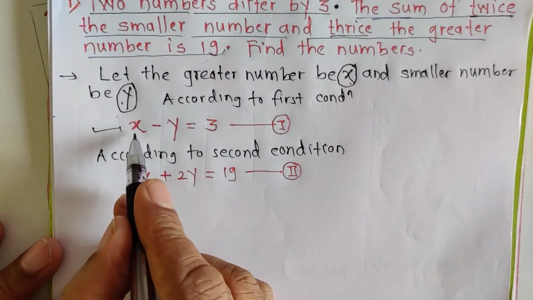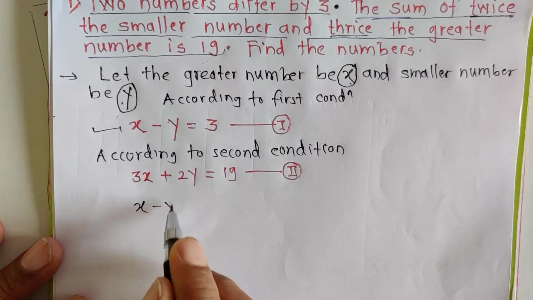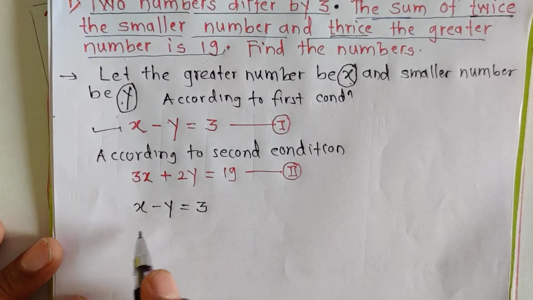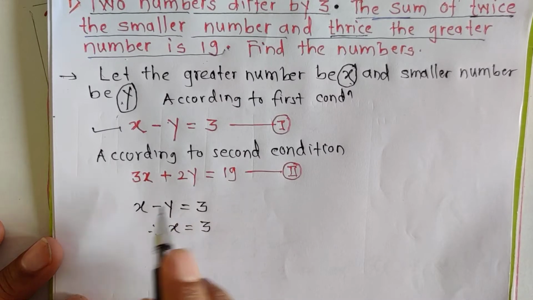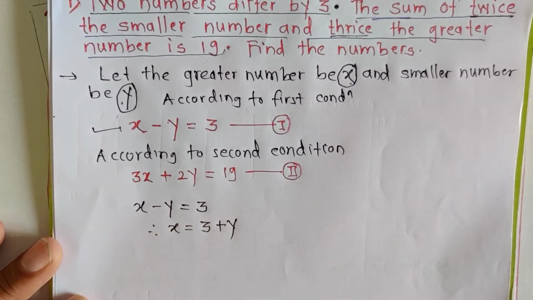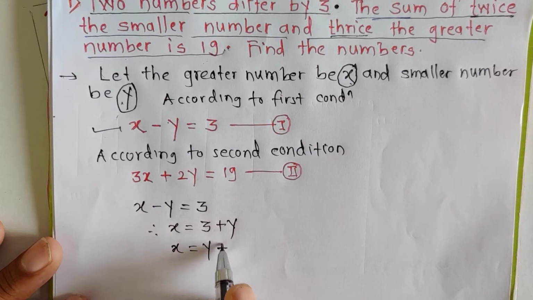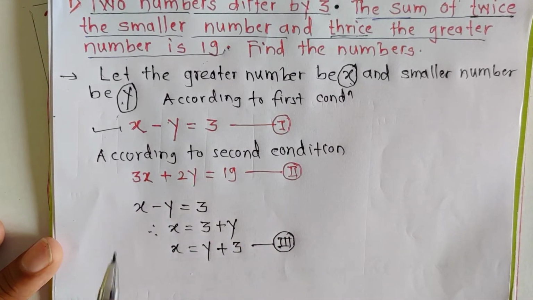If we write this equation number 1, equation number 1 is x minus y is equal to 3. Now simplify this equation. Therefore x is equal to 3 plus y. That means x is equal to y plus 3. So rearrange this first equation; we simplify this first equation and we get the value of x. x is equal to y plus 3.